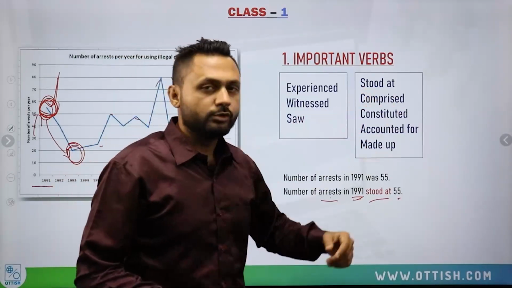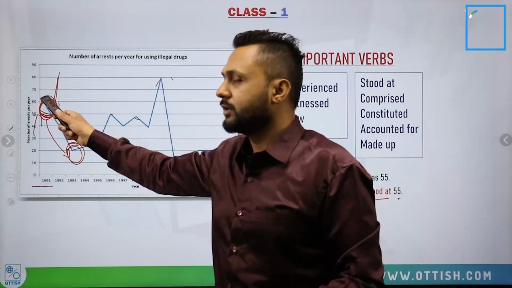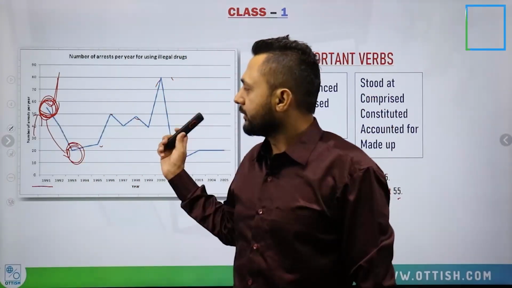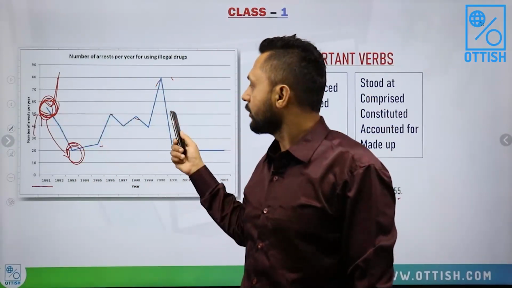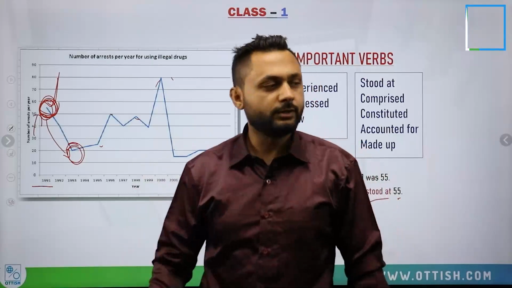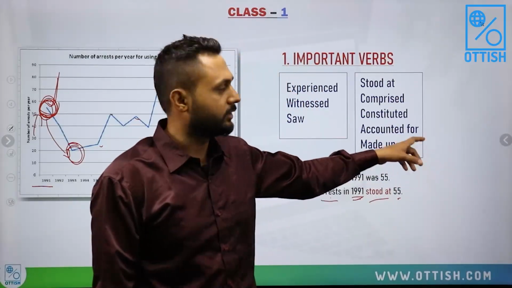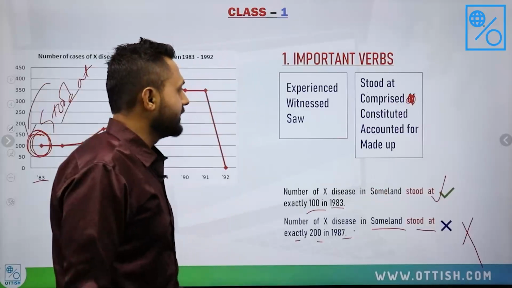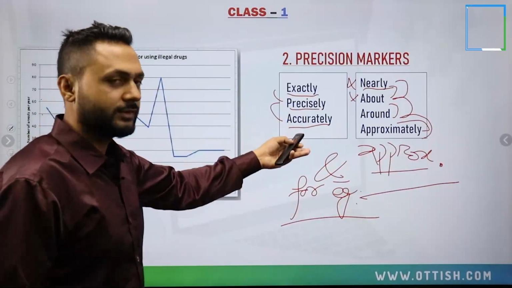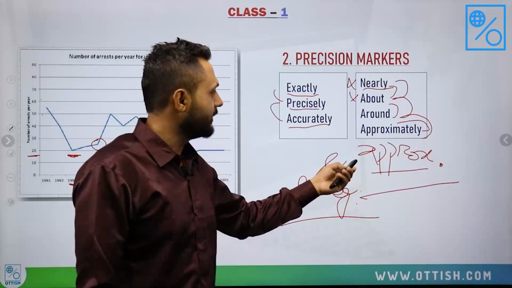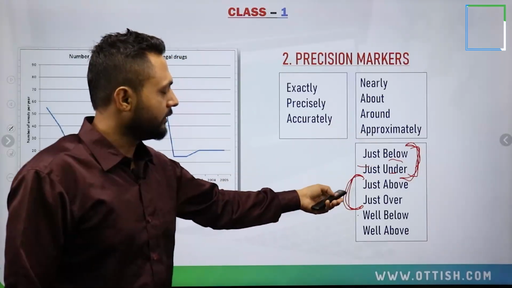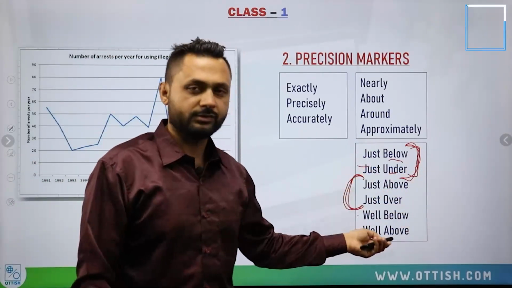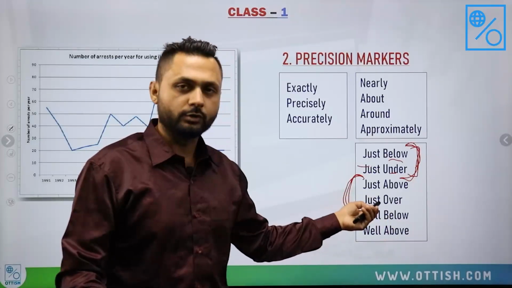And stood at should be used only to talk about the initial point, while you can use comprised and all of these words anywhere. You can talk about the initial, the midpoint, or the end. You can use these words anywhere, it doesn't matter, but stood at should be used at the initial point only. And after that, I talked about precision markers. I hope I made you understand. And then I even talked about advanced precision markers that you must use in your answer.